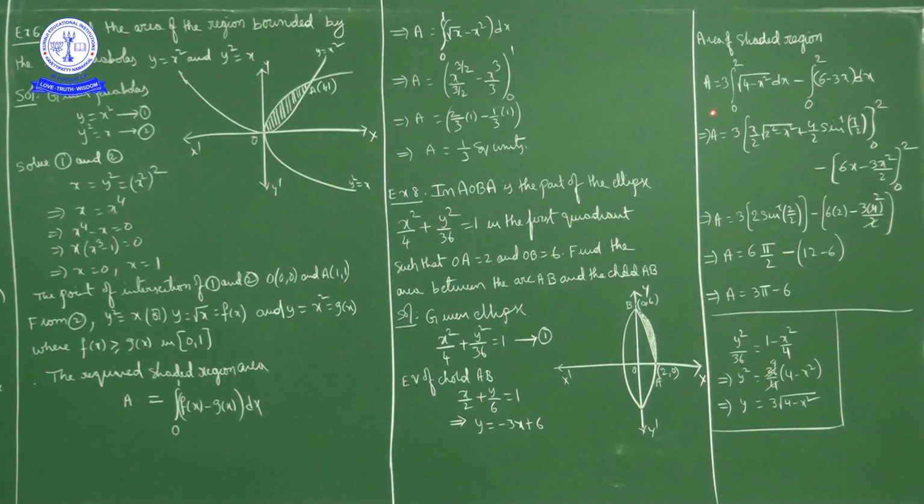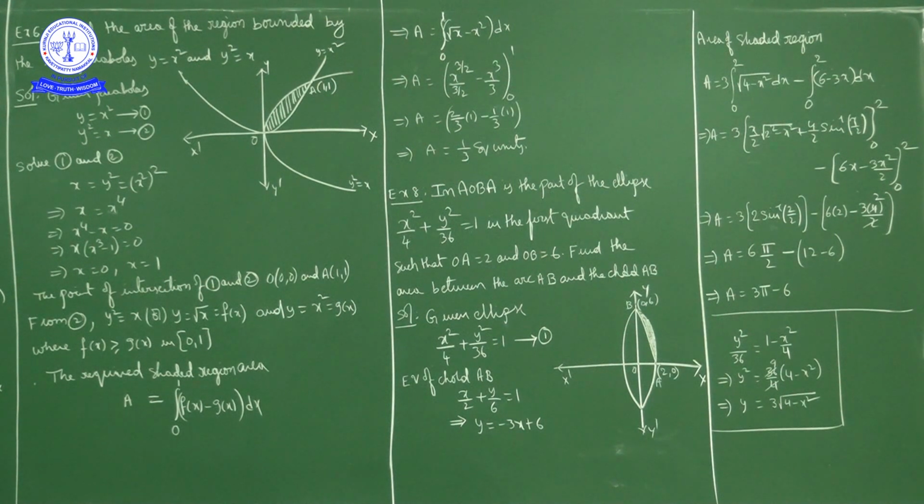So what we have, area is equal to 3 times the integral from 0 to 2 of square root of 4 minus x square dx, minus the integral from 0 to 2 of 6 minus 3x dx, nothing but upper curve area minus lower curve area formula we are using here. So area is equal to 3 into, now we have a direct integration formula for square root of a square minus x square. So what is the formula?